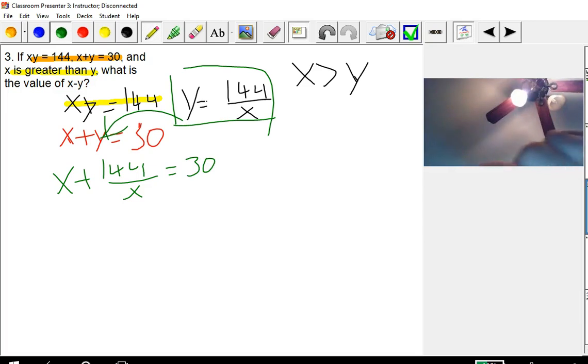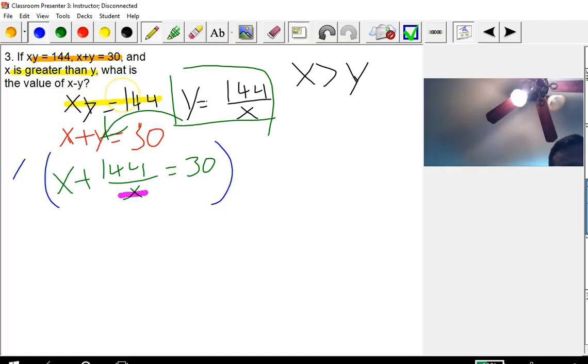Now, let's switch that up. This x right here isn't helpful to me. So what I'm going to do is multiply both sides by x, right? So that turns into x squared plus 144 equals 30x. Now that's a nice equation, and you'll see why.